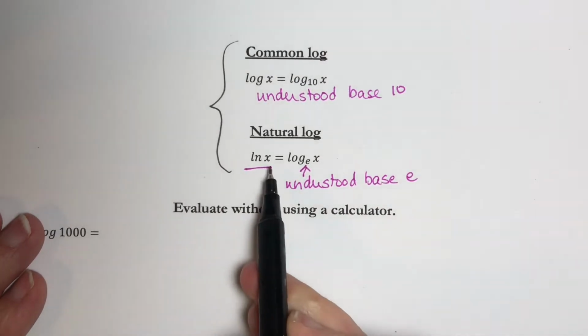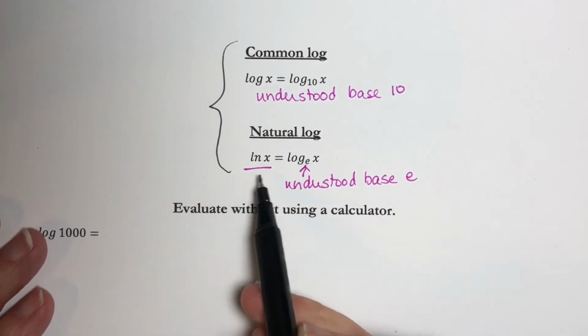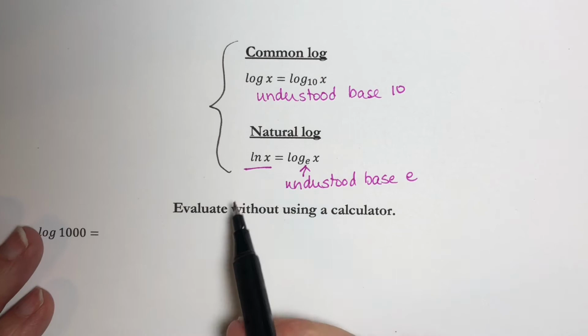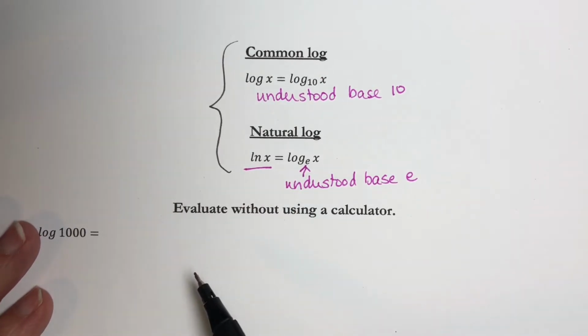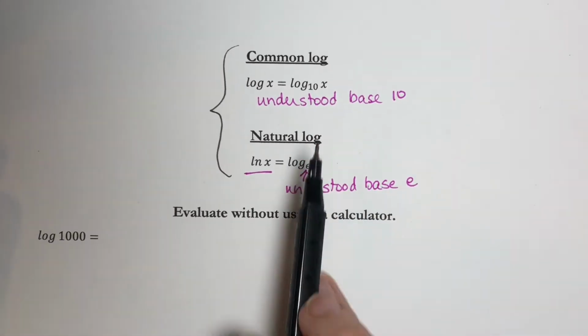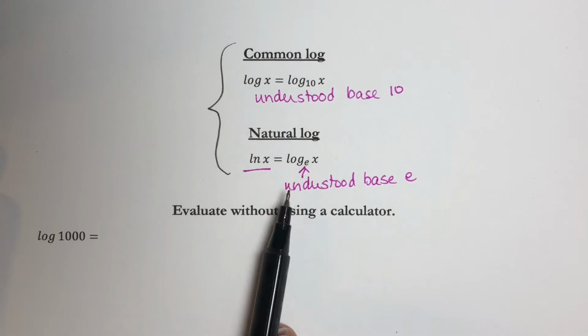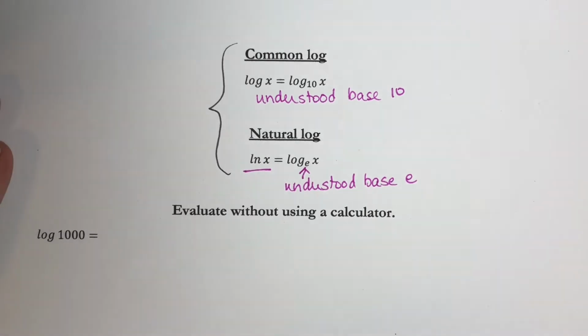Now, why is it ln instead of nl for natural log? Because the person who came up with this, I think, was French. And it was logarithm natural, so it made sense there. Okay, these are also the only logarithms that your calculators can directly calculate. So I'm going to show you on all these different calculators how to enter these.